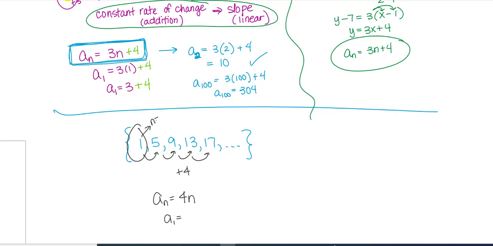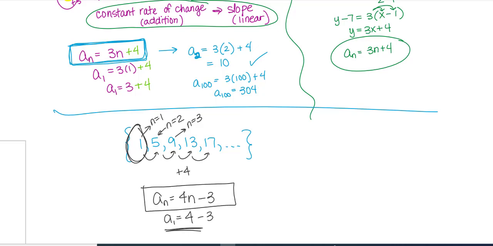Again, this is when n is 1, the 5 is when n is 2, the 9 is when n is 3, etc. So if I put in a 1, 4 times 1 is 4, but I don't want my first term to be a 4, I want my first term to be a 1. So in order to do that, I have to subtract 3. It's 4 minus 3 is 1. So subtract 3. So there's my formula.